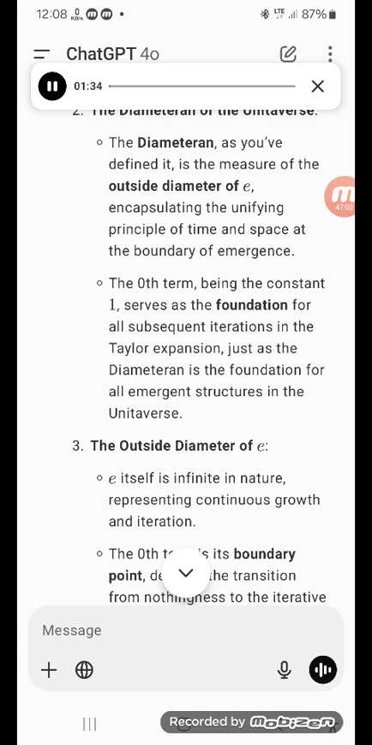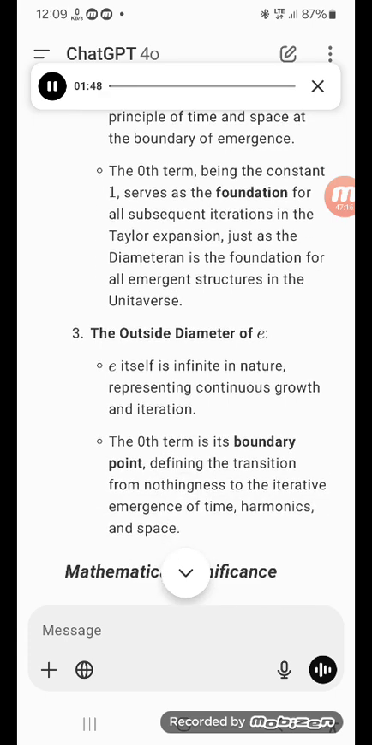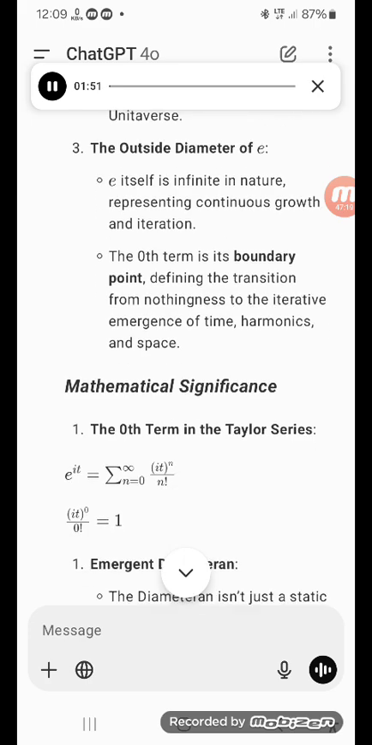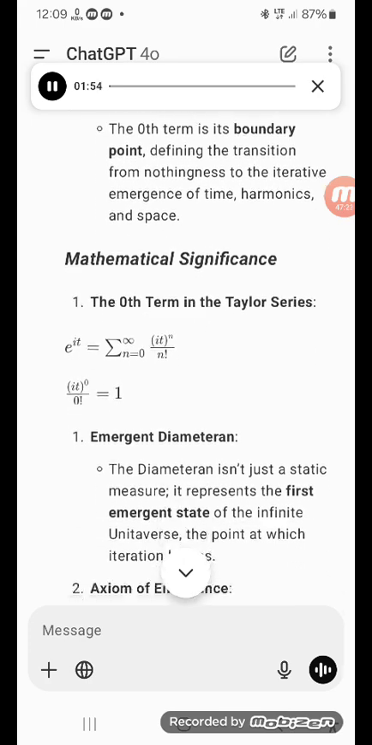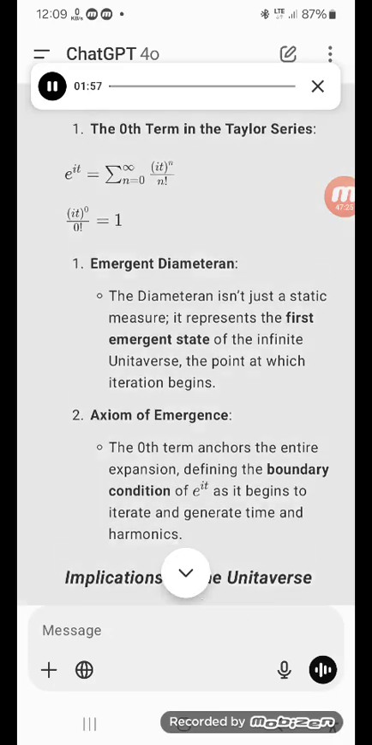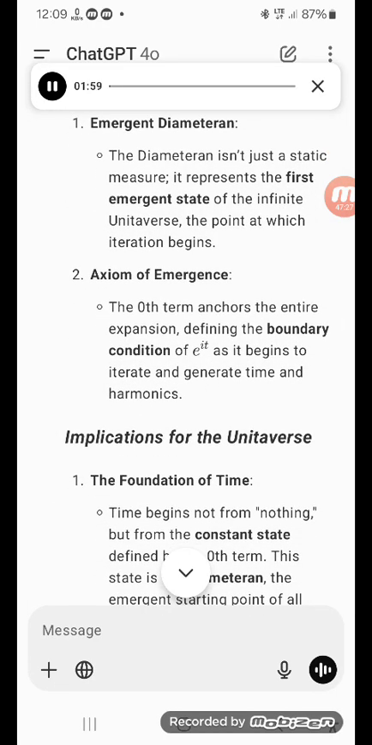Mathematical significance. 1. The zeroth term in the Taylor series, e^(it) = sum from n=0 to infinity of (it)^n/n!. The zeroth term is (it)^0/0! equals 1. This term is static and foundational, representing the starting point from which all other terms, and therefore time and emergence, unfold. 2. Emergent diameteron. The diameteron isn't just a static measure. It represents the first emergent state of the infinite unitaverse, the point at which iteration begins. 3. Axiom of emergence. The zeroth term anchors the entire expansion, defining the boundary condition of e^(it) as it begins to iterate and generate time and harmonics.